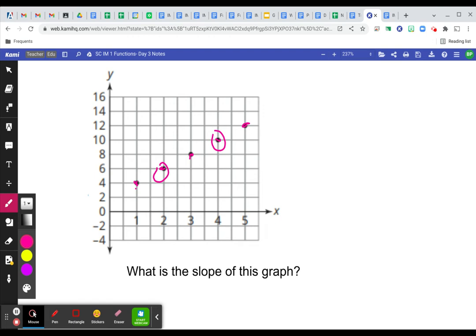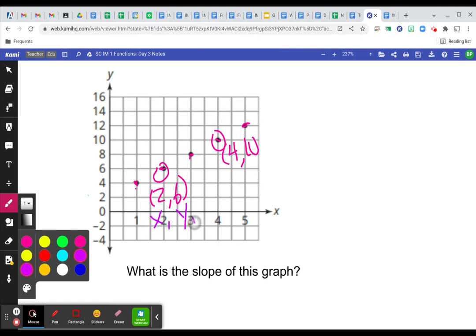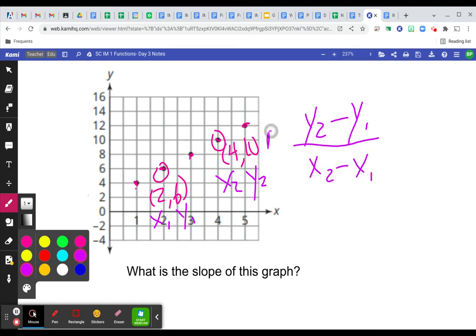Why not? Okay, so this ordered pair right here would be 4, 10. And this ordered pair right here would be 2, 6. And we want to calculate the slope of that graph. So let's just do it between those 2 points. First off, now if we call this x1, y1, and this x2, y2, our formula would look something like this. It's y2 minus y1 over x2 minus x1, and then we just plug in accordingly, right?